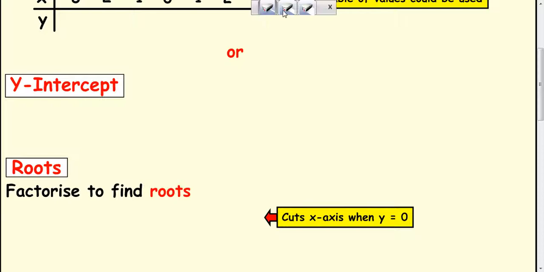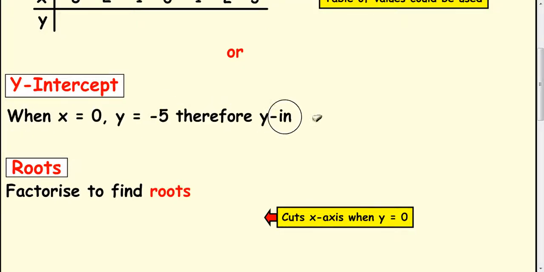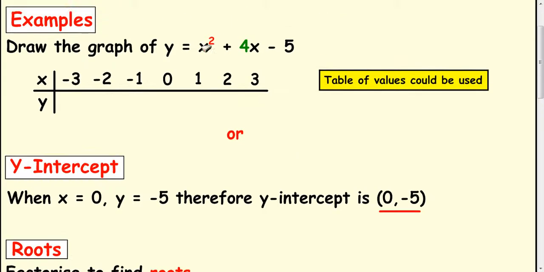The parabola cuts the y-axis when x is 0, therefore y is minus 5. If you look at this here, if we put 0 in here and 0 in there, we get 0 squared plus 4 times 0, take away 5. So at x is 0, y is minus 5. That's your y-intercept.